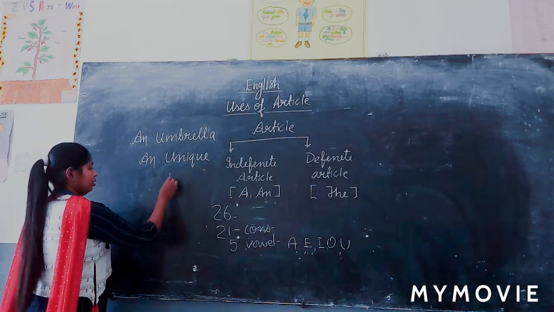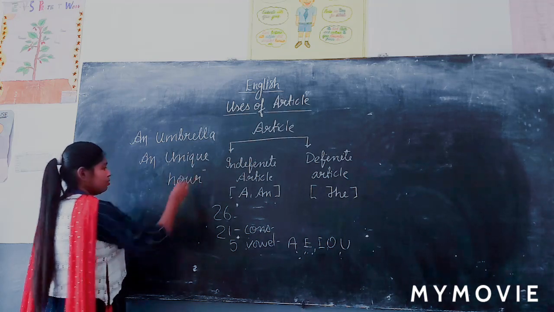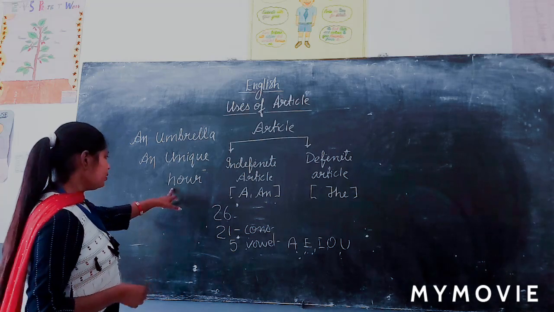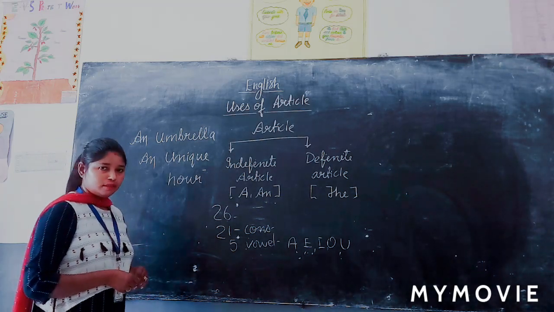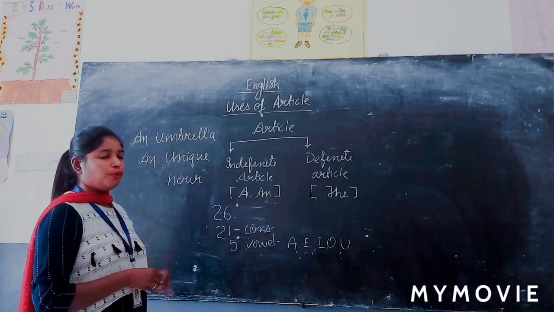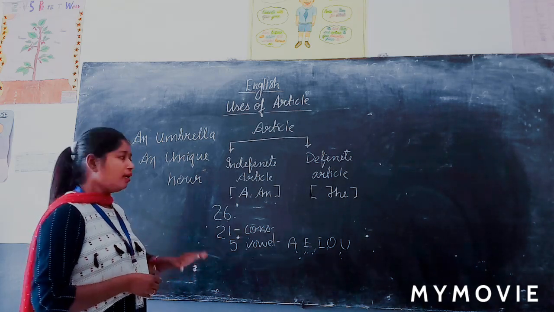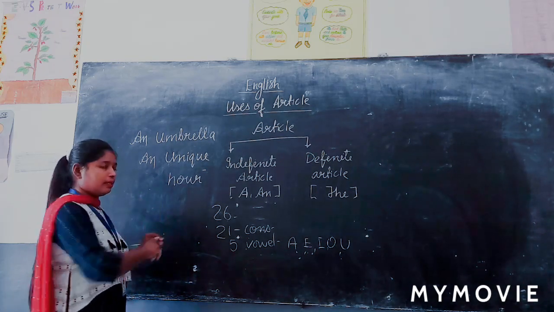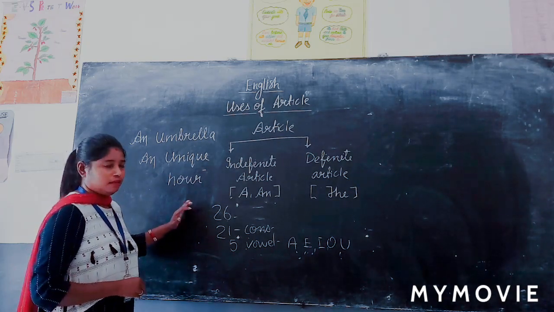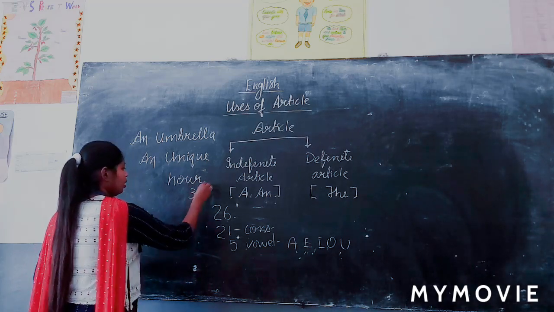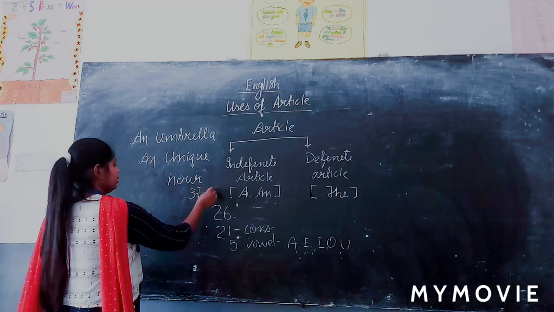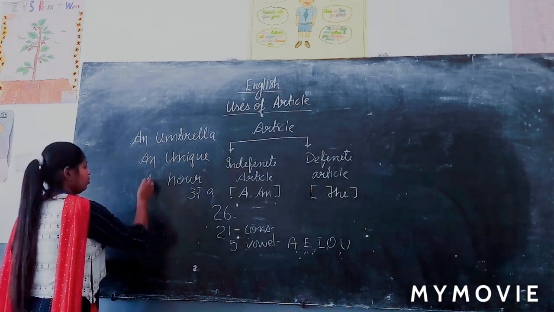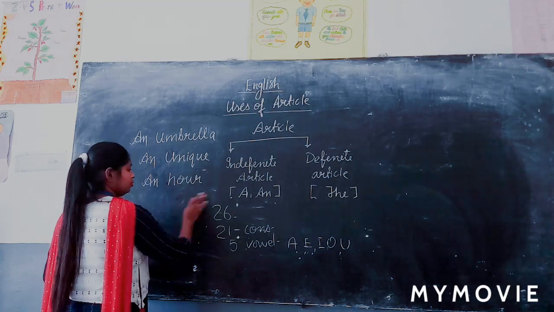Another example you can see: hour. Here H is a consonant letter, so should it be A? No. It should not be A. Why? Because it sounds like a vowel. H is silent here, so it is pronounced hour, starting with the vowel sound O. So that's why an hour is used.